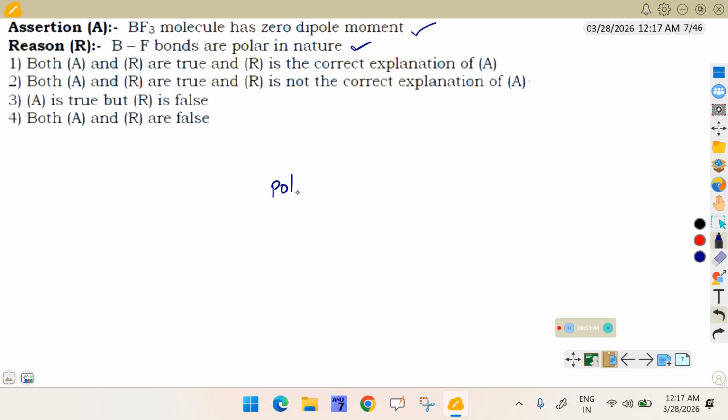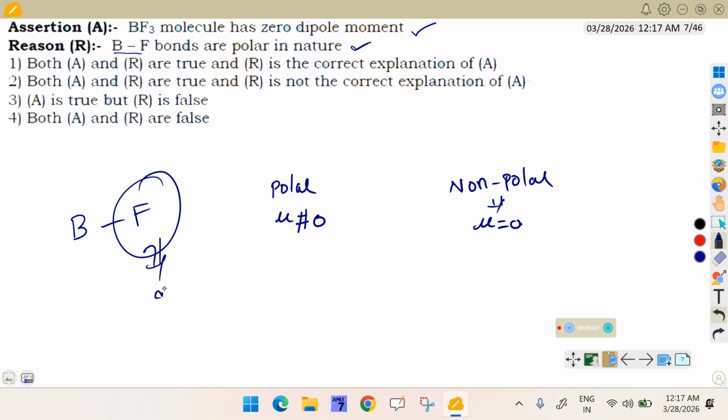Generally, for polar molecules, mu value is not equal to 0. For non-polar molecules, mu value is equal to 0. BF3 mu value is 0, but in BF3, B-F bonds are polar. Why? Fluorine is a more electronegative element. That's the reason B-F bonds in BF3 molecules are polar. A is true, R is true, R is not the correct explanation of A.